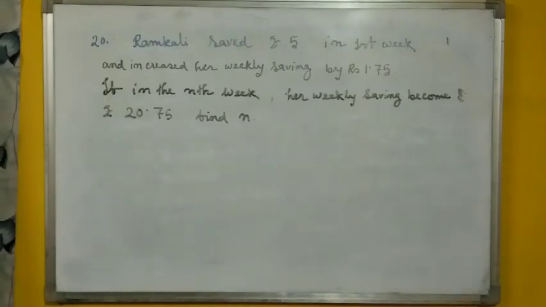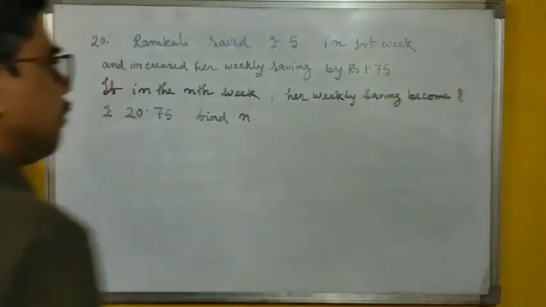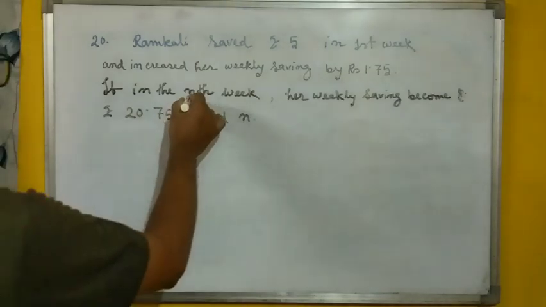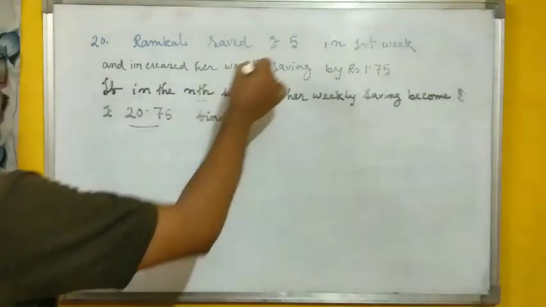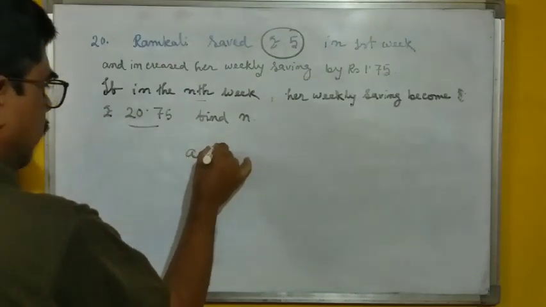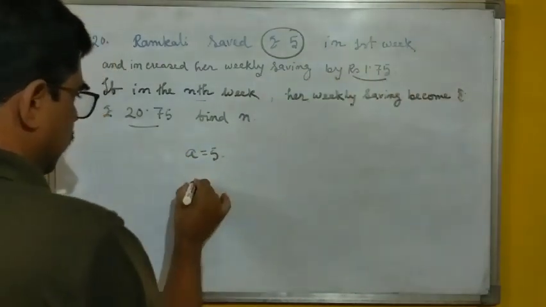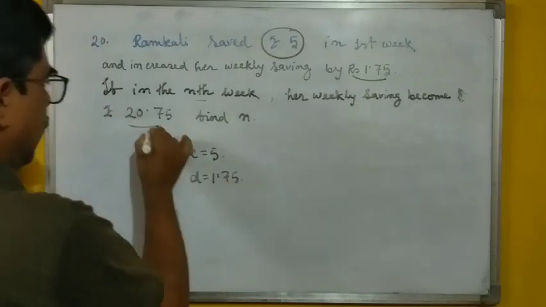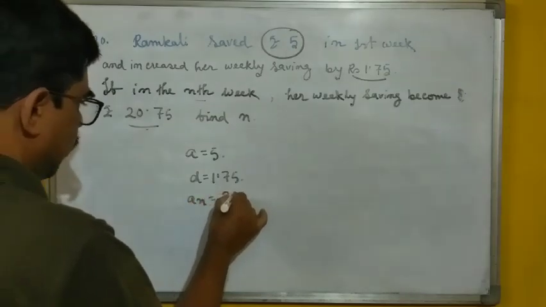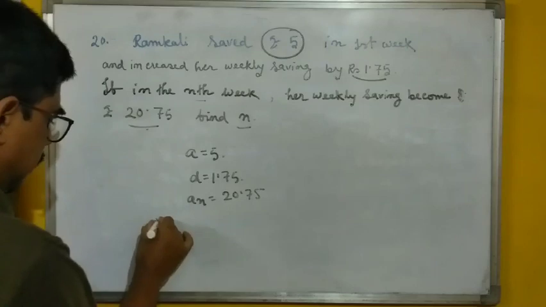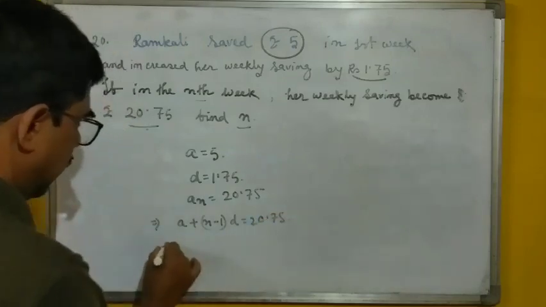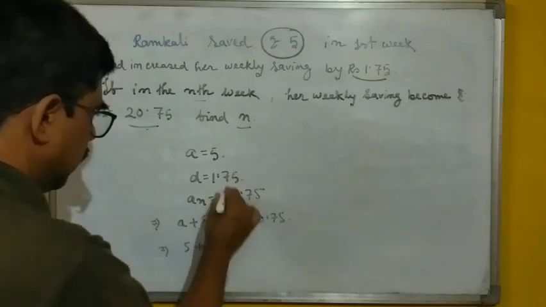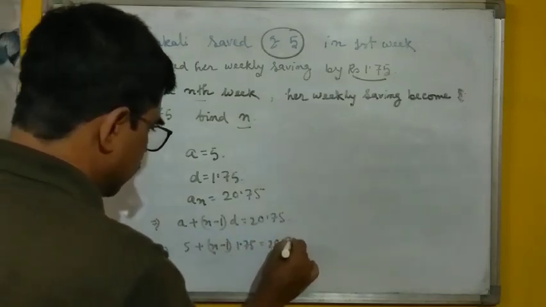The next sum: Ramkali saved ₹5 in the first week and increased her weekly saving by ₹1.75 each week. If in the nth week her weekly saving becomes ₹20.75, find N. It is the same as the previous sum. She saved ₹5 at first, so A equal to 5. The increase in saving is 1.75, so D equal to 1.75. At last AN equal to 20.75. Here also you find N. A plus N minus 1 D equal to 20.75, so 5 plus N minus 1 times 1.75 equals 20.75.